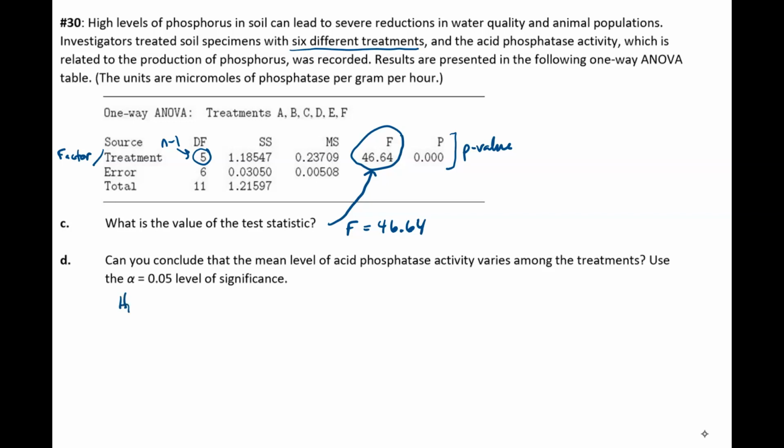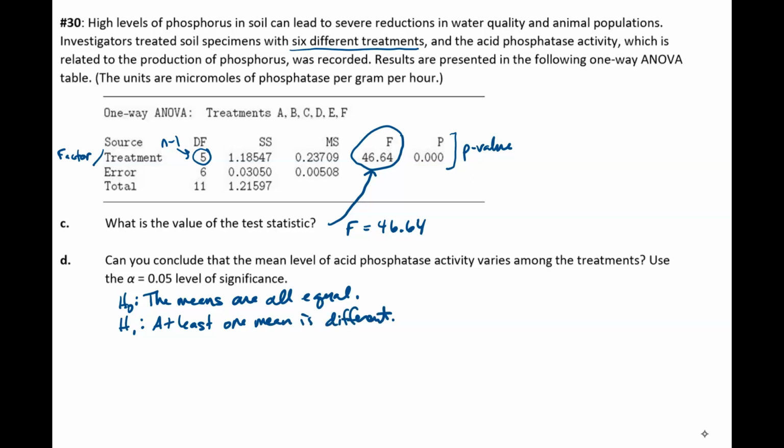So remembering that the null is that they are all the same. So here I am writing it in words. The means are all equal. The alternative is that at least one mean is different. Okay, and since we're not doing the full calculation, we didn't do any calculation on our own, I'm just going to jump right to the comparison. Elsewhere, I do ask you to write out the full hypothesis test, but here in this very last section, I'm letting you get away with a lot less.